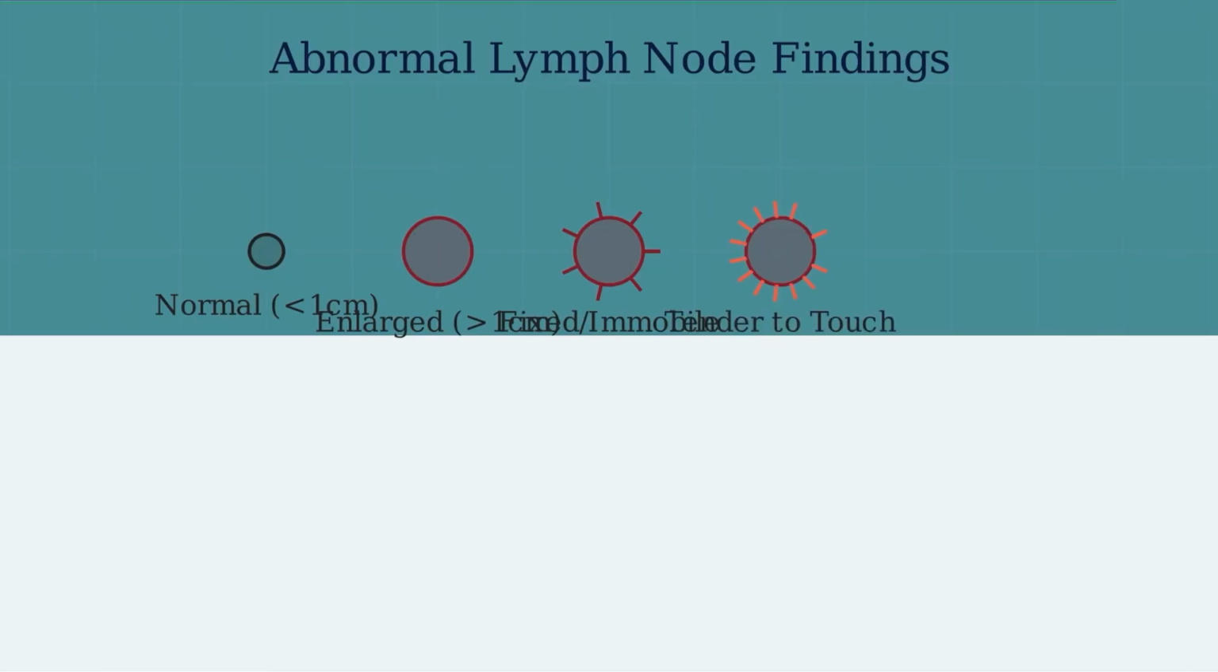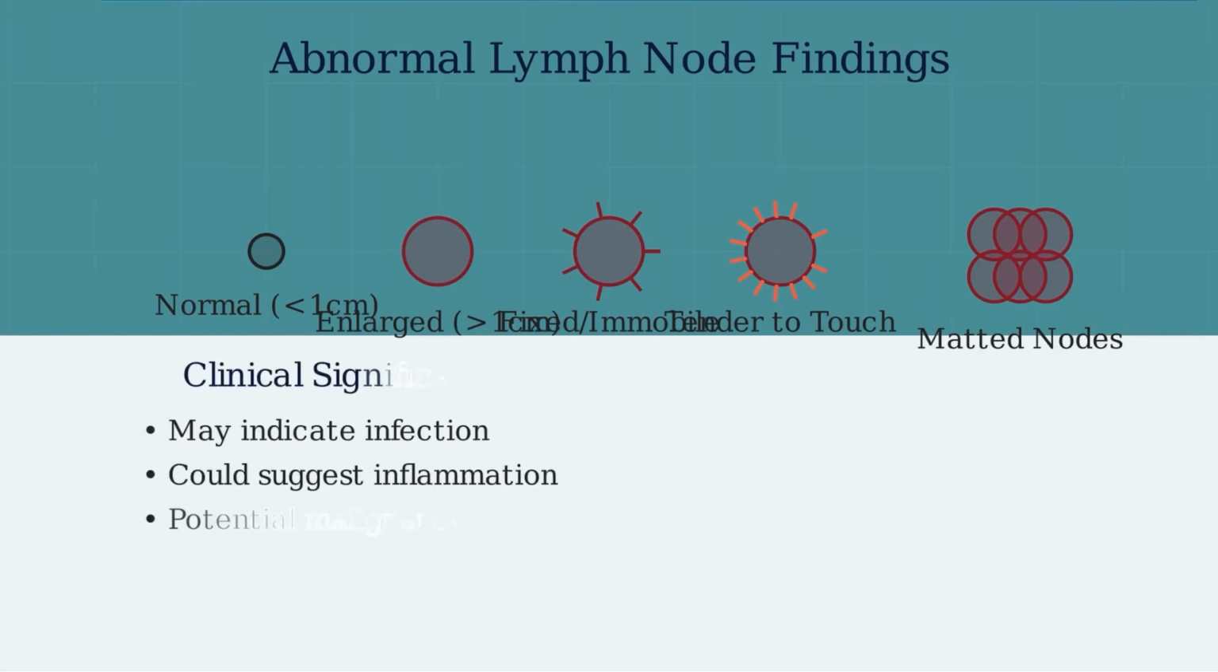Lymph nodes that are tender to palpation often suggest an inflammatory or infectious process. Matted nodes that cannot be distinguished individually are particularly concerning and may indicate malignancy. These abnormal findings may indicate various conditions, ranging from localized infection to systemic disease or malignancy.